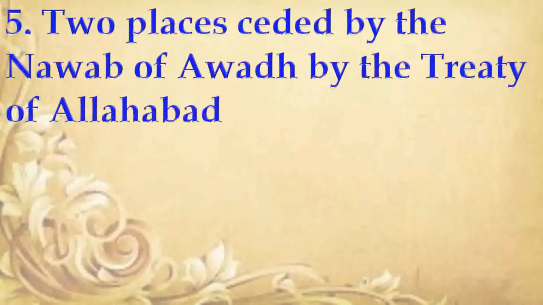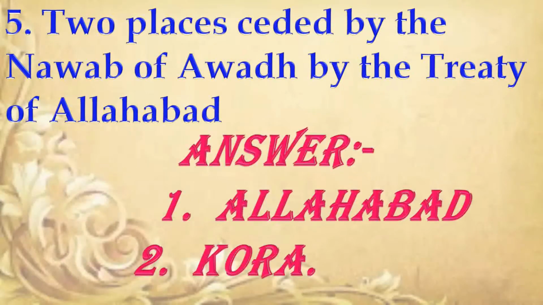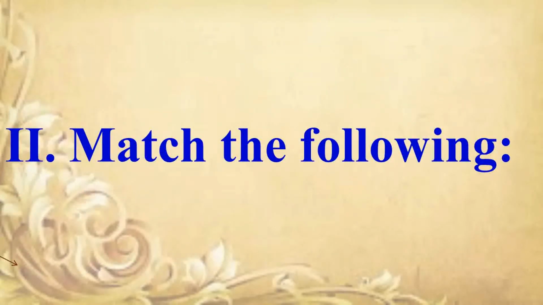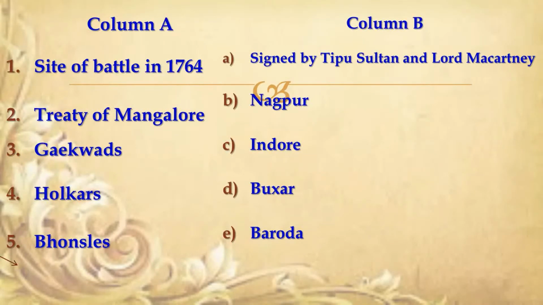Next question. Two places ceded by the Nawab of Awadh by the Treaty of Allahabad. Answer is Allahabad, Poona. Next question. Match the following. Site of battle in 1764. Answer is Buxar. Treaty of Mangalore. Answer is signed by Tipu Sultan and Lord Macartney.